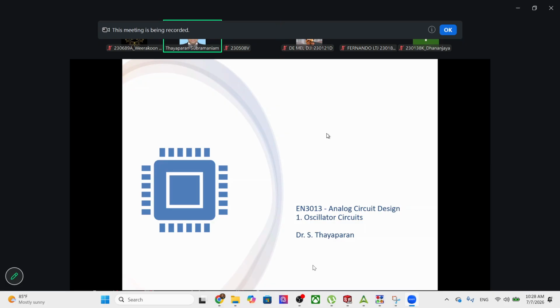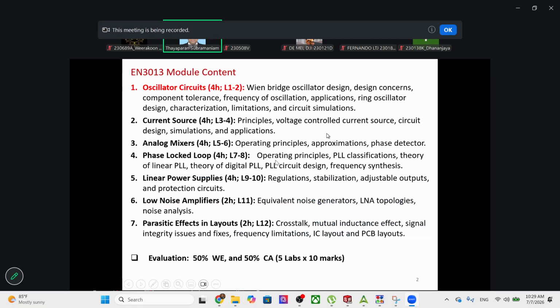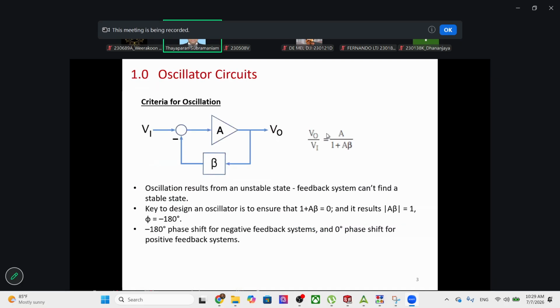Okay, good morning. This is the second lecture in oscillator circuits, section 1. Last week, we started with oscillator circuits. Let's look at the feedback circuit point of view. You have learned negative feedback circuits, right? So basically what we do, we have a feed-forward path with amplifier gain.